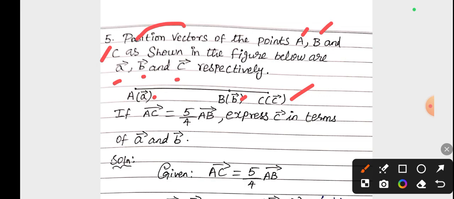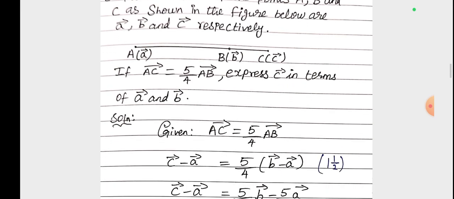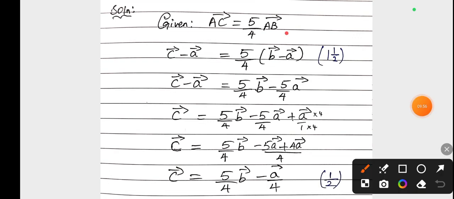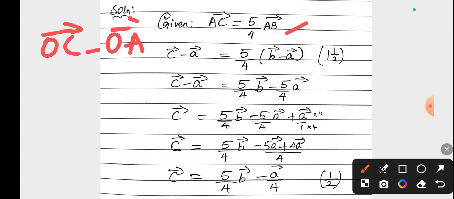Then what are they saying? AC vector equals 5 by 4 AB vector. Express C vector in terms of A and B. You want to find C in terms of A and B. So we have AC equals 5 by 4 AB. Children, we know AC we can write as C vector minus A vector. Even as position vectors, we may write OC vector minus OA vector also. Position vector, we may write OC minus OA, or we may write just C vector minus A vector. It's our wish. So AC vector, I am writing just C vector minus A vector.